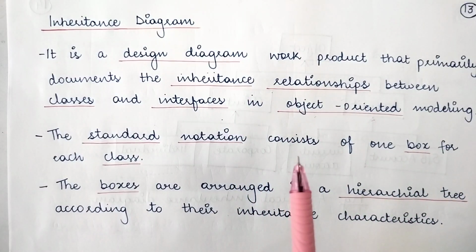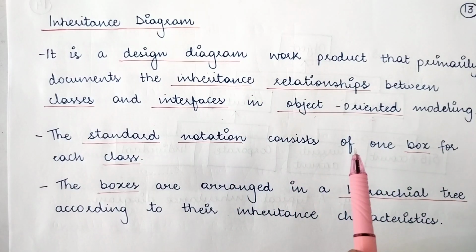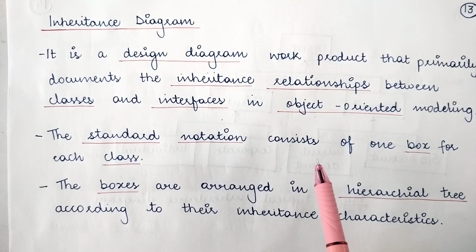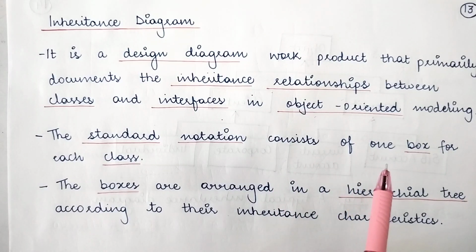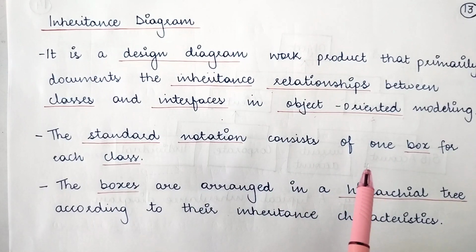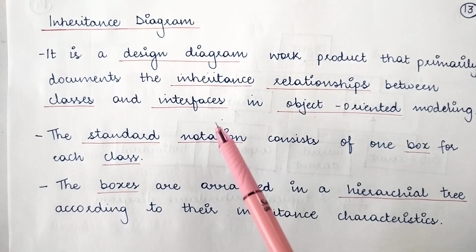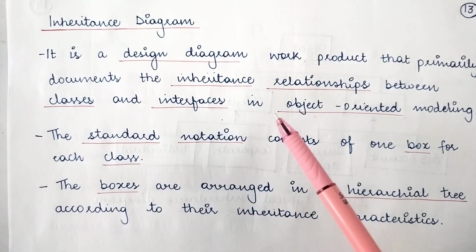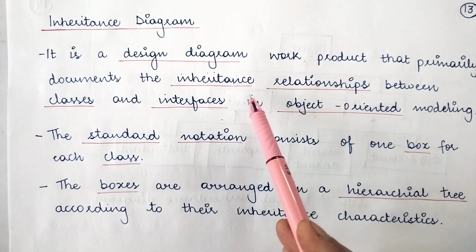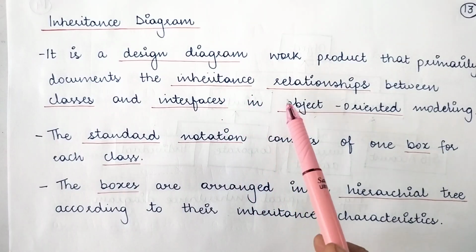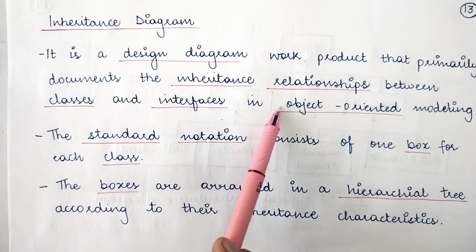That means objects inherit the properties of their classes, just like you inherit the properties of your family. You have a nose like your father, you have eyes like your mother, you behave like your mother, or you behave like your grandfather. So, you have inherited from your family. Similarly, the objects inherit things from the classes that they belong to. So, this property of inheritance is depicted using the inheritance diagram.